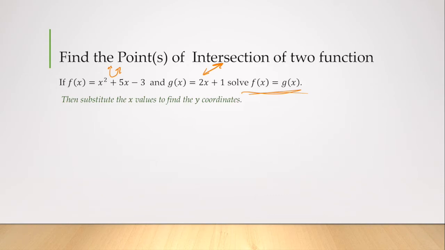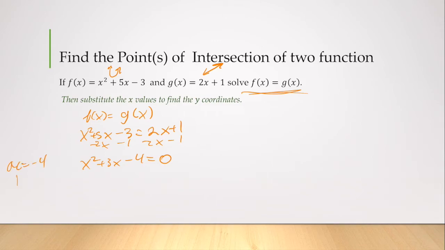So I have f of x equals g of x. That's going to be x squared plus 5x minus 3 equals 2x plus 1. We combine like terms. And because I'm working with a quadratic and that's something I can factor, I want to go ahead and get everything on the same side and have one side equal to 0. So now I look and I say, okay, what are the factors of AC that add up to B? Well, that's going to be 4 times negative 1. So I have x squared plus 4x minus 4 equals 0.